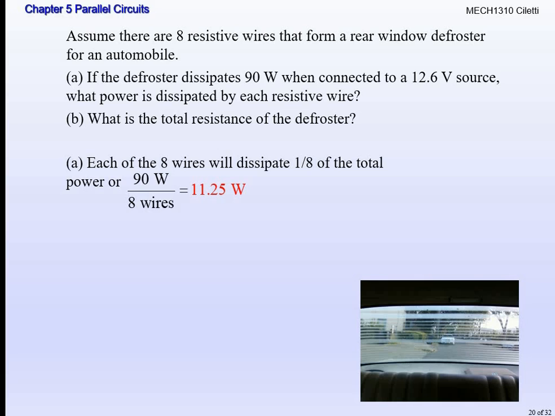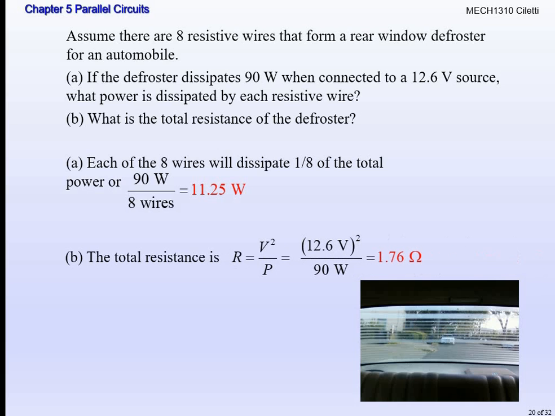But in this case, we have to do some division first, okay? So what we need to do is what's going to be dissipated in each wire. There's 90 watts total in 8 wires. So we're going to take what? 90 divided by 8. So each wire is 11.25 watts. All right, so make sure we do that step first.